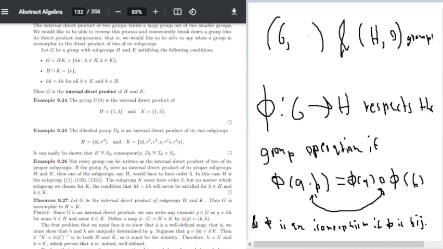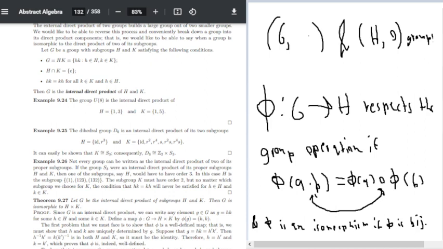Example 9.25. The dihedral group D6 is an internal direct product of its two subgroups, H equals {id, r cubed} and K equals {id, r squared, r4, s, r squared s, r4 s}. It can easily be shown that K is isomorphic to S3. Consequently, D6 is congruent to Z mod 2 times S3.